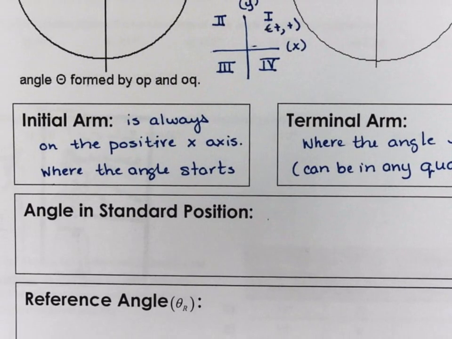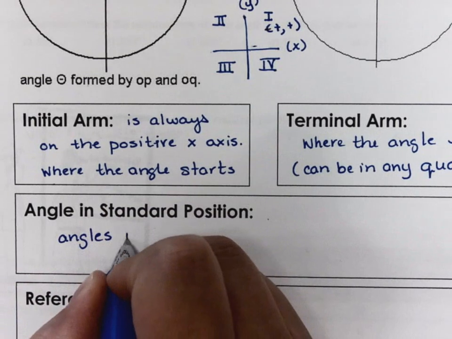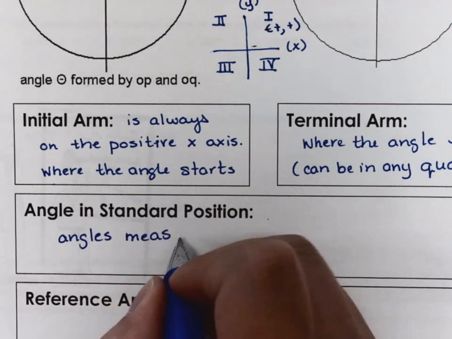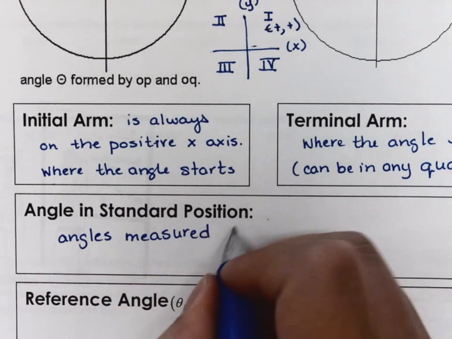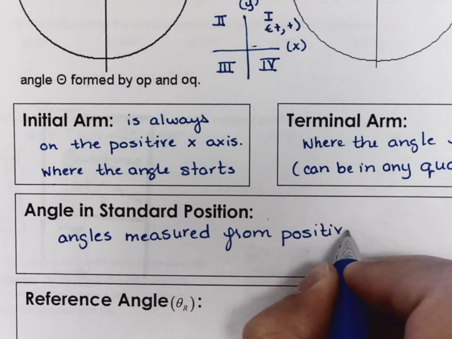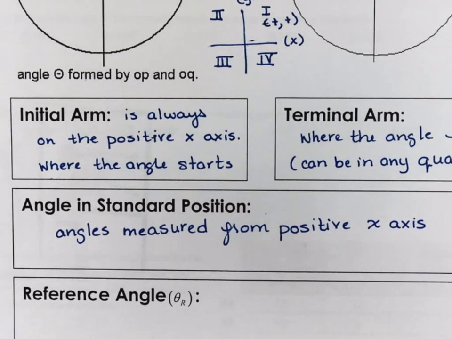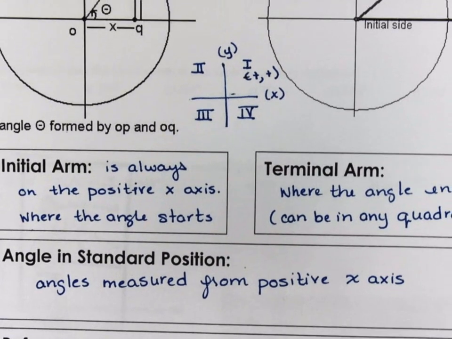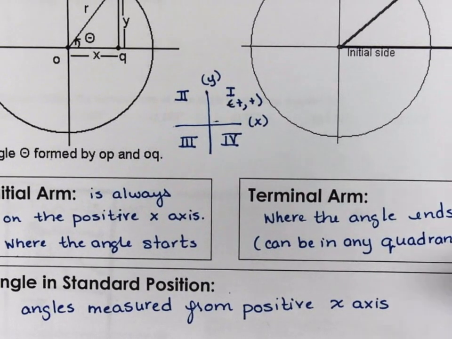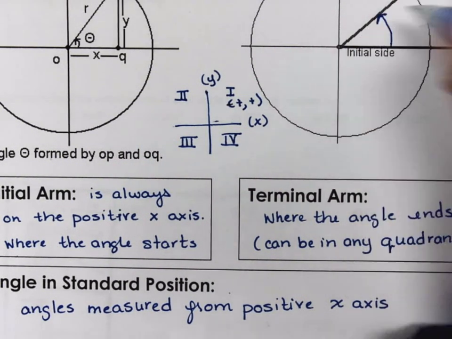Okay, so angles in standard position. This is what the whole lesson is about. Angles in standard position are angles measured from the positive x-axis. That's it. That's all. Easy peasy. We just know that our angle starts there. We're going to start here, and we're going to measure to there. We're going to figure out what that angle is.